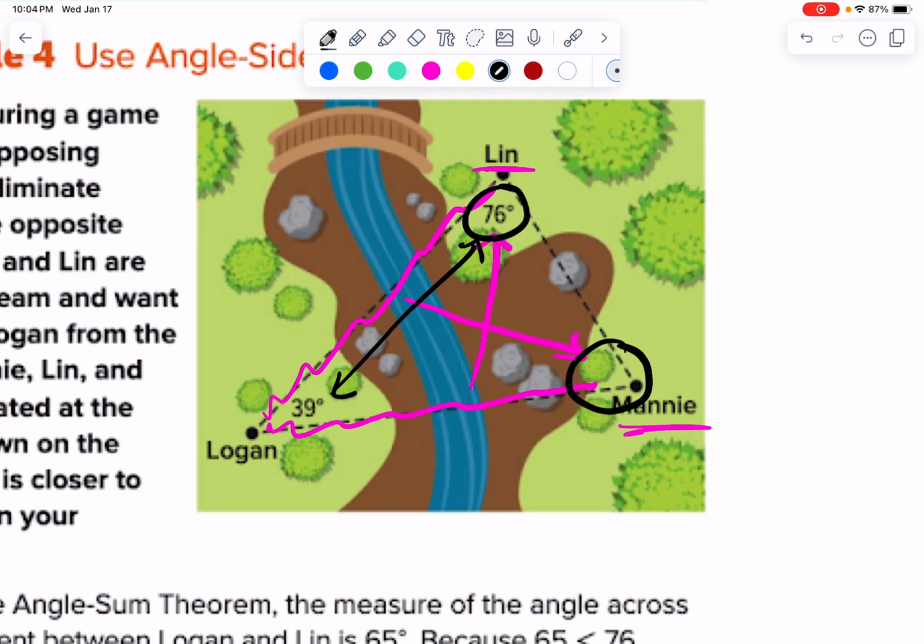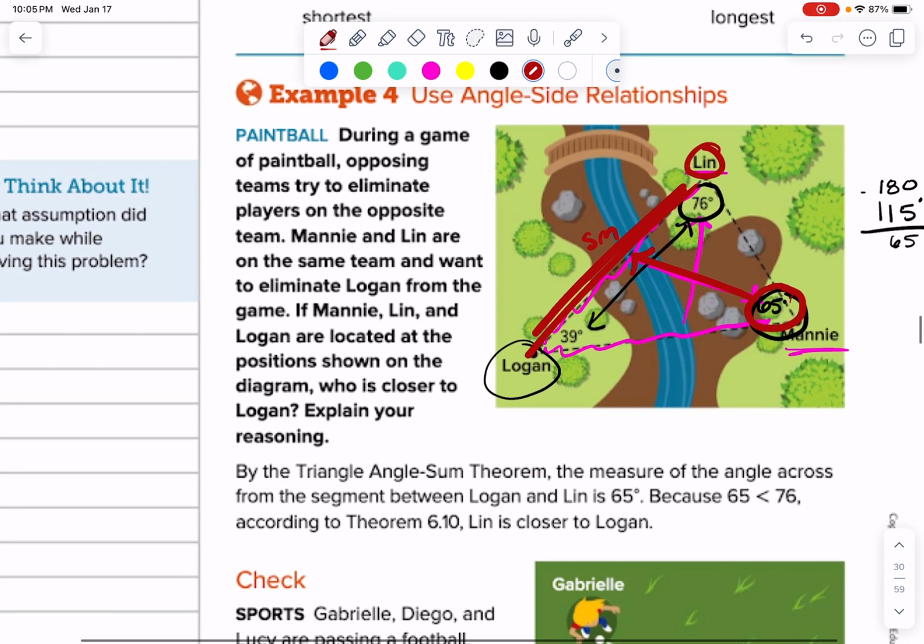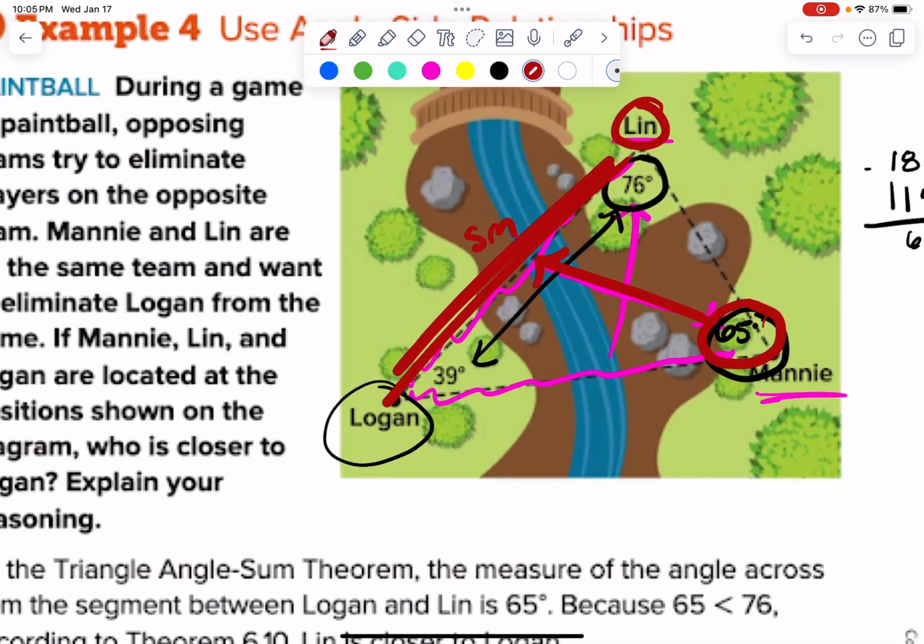39 and 76 is 115 degrees if I add this together. If I subtract that from 180, I get 65 degrees. So 65 is here. So I'm looking for, again, the shortest distance. Who is closest to Logan? All right. Since 65 is smaller, that means this length right here is smaller. So Lynn is going to be closest to Logan because the angle is smaller.